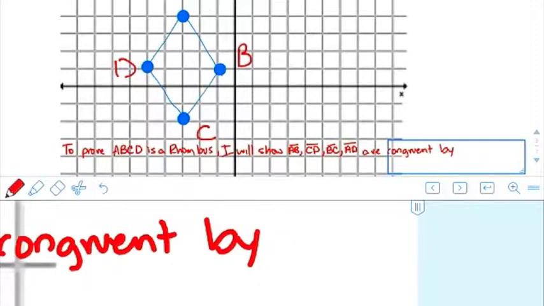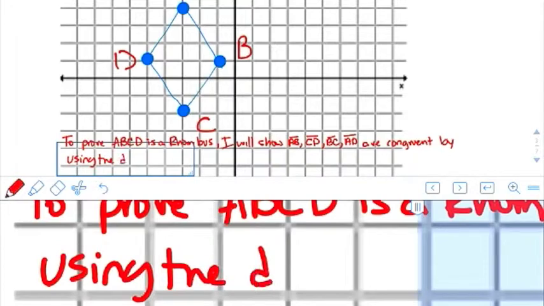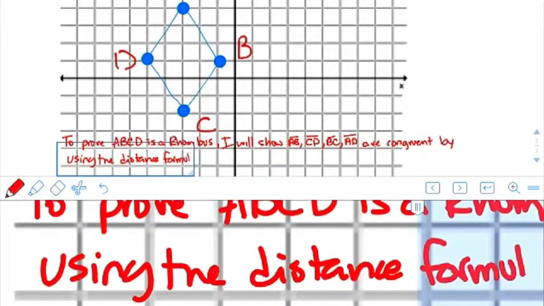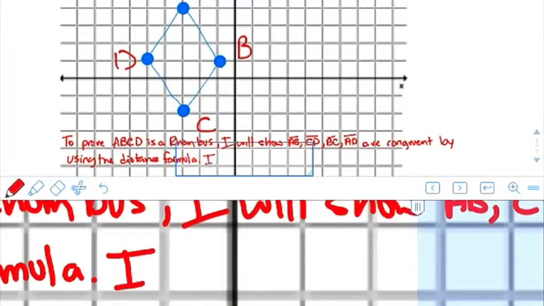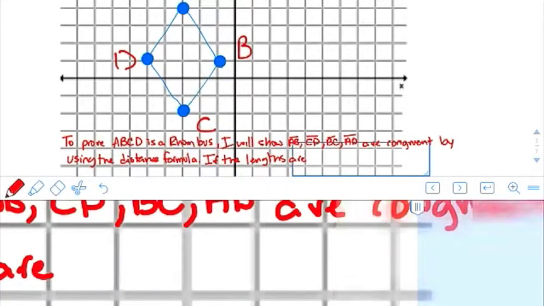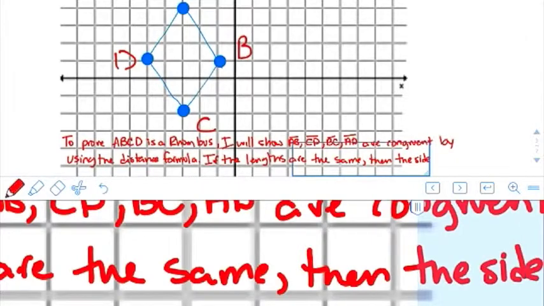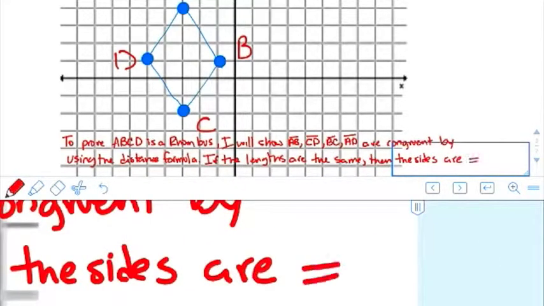And now here comes the part where I tell you how I'm going to do this, by using the distance formula. If the lengths are the same, then the sides are congruent. Okay, so that's what I have to go about proving.